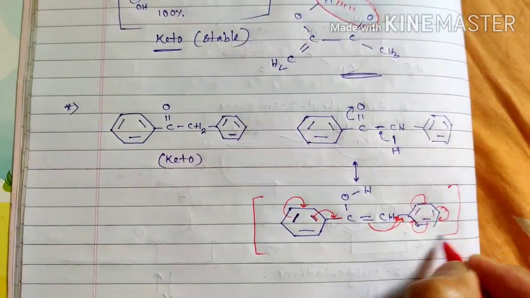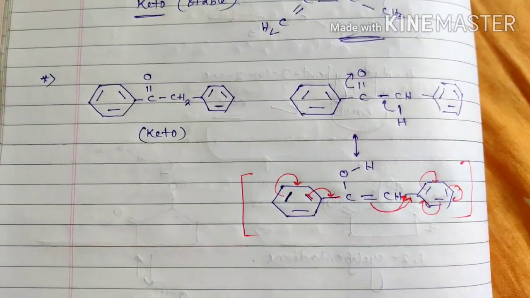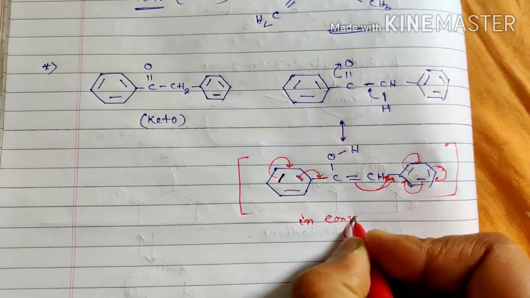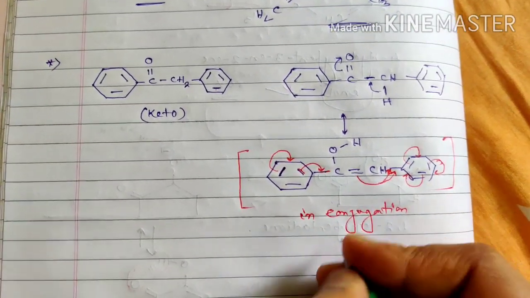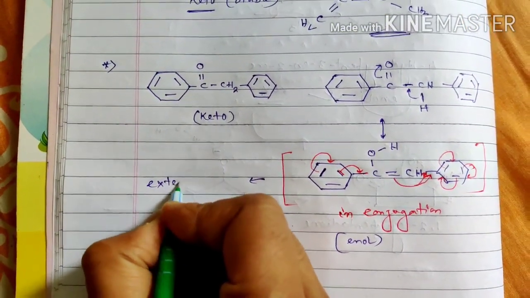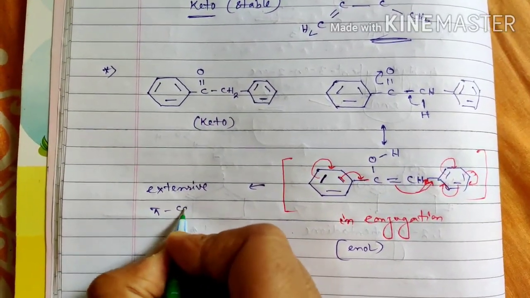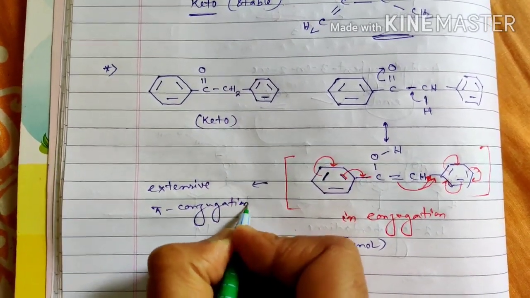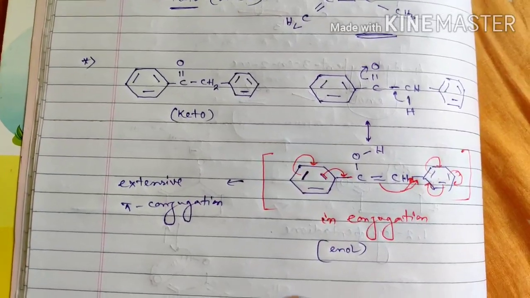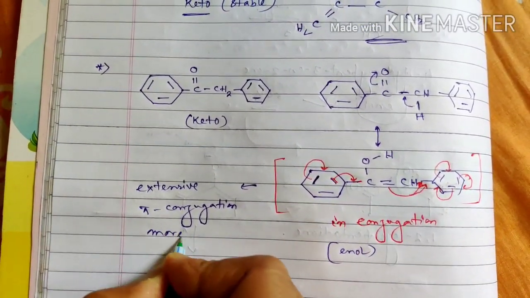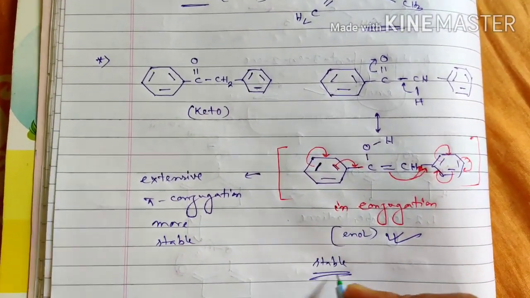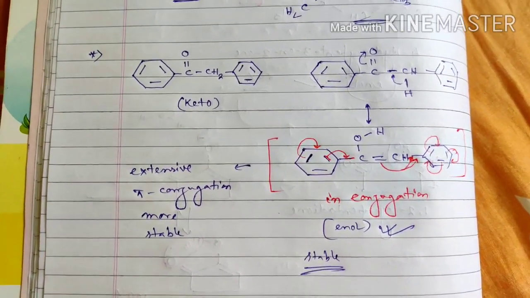So all the double bonds on these two phenyl rings will be in conjugation, in enol form. So as you know, this is called extensive pi conjugation. Pi conjugation means what? The double bond is rotating around. That means the electrons are getting circulated throughout the compound. That means it is obviously more stable. So in this case, the enol form will be much more stable compared to the keto form because of this extensive stabilization.